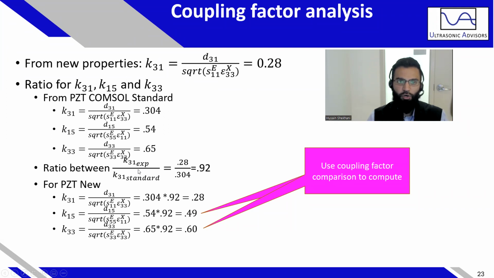I came up with the ratio between the K31 and the K31 standard, the experiment and the standard, and I saw that the new values are 92% of the old one. So there's a reduction in the coupling factor, and I applied that reduction across the board. Obviously, we already knew the one for K31, that was our experimentally optimized one. But in order to jump to the K15 and the K33, we have to use that factor.